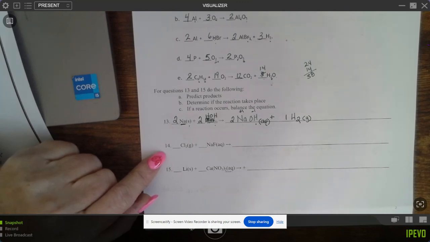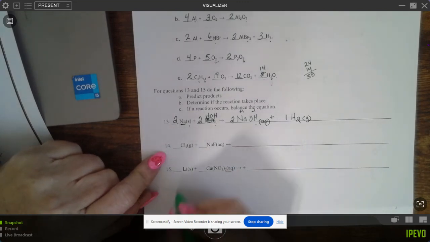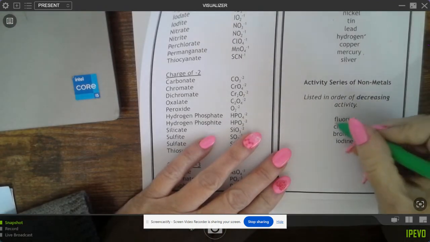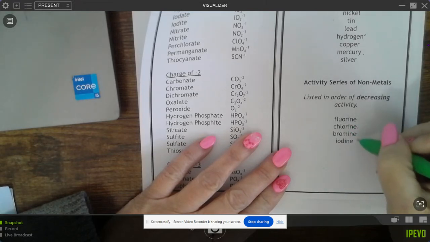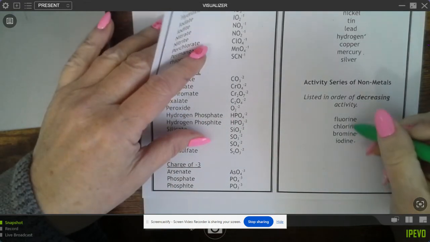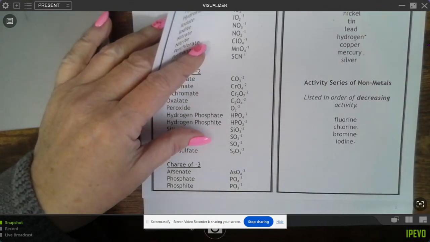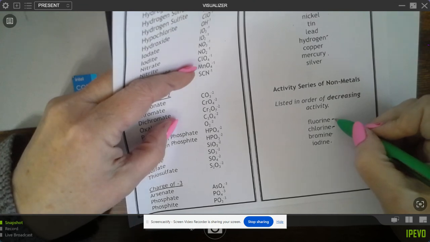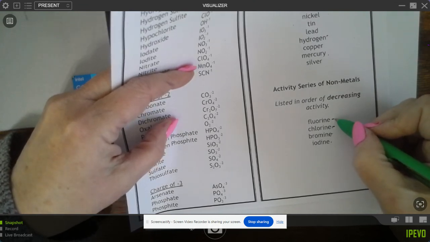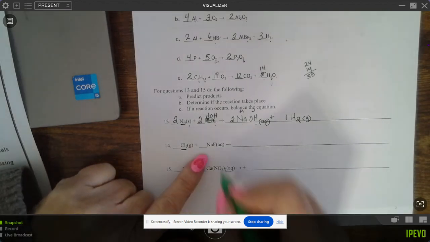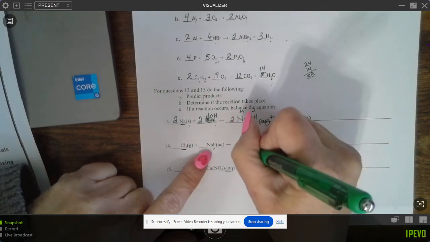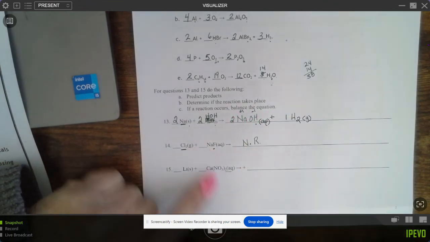All right, number 14, we have chlorine and NaF. So our element by itself is chlorine. Now, notice we have a very short list down here: fluorine, chlorine, bromine, iodine. Those elements can only be compared to each other. So we have chlorine and fluorine. Fluorine is higher on the activity series. That means fluorine is going to end up in the compound. Well, check it out. Fluorine is already in the compound, which means chlorine can't replace it. So this is a NR, no reaction.